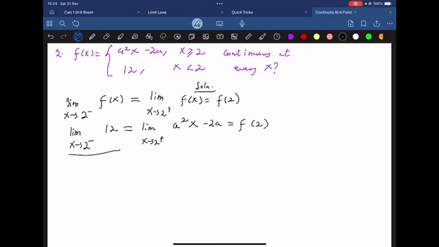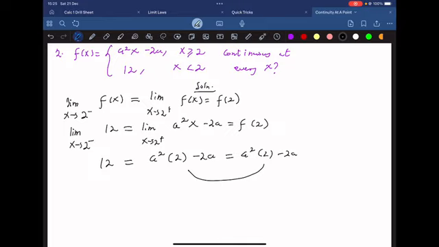Remember, the limit of a constant is always that constant. So we have 12 over here. And now for this part, we just have to evaluate it at 2. So wherever we see x, we put in 2. So we have a squared times 2 minus 2a is equal to f of 2. Now what is f of 2? f of 2 means when x is equal to 2, what do we get? We get the same thing, right? So we are going to get the same thing as a squared times 2 minus 2a. Now since this is 2, we have to drop 1 and continue with 1. So let's say we pick this and that.